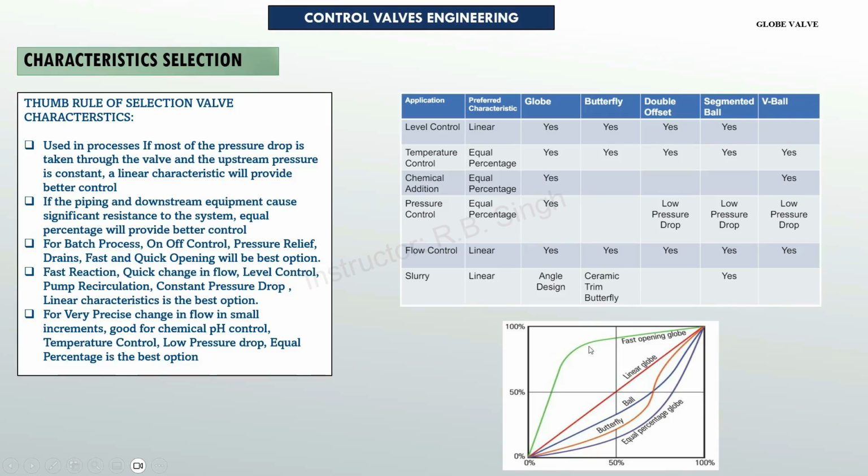If you see the characteristics for different kinds of valves, this is the curve between the opening and the flow. This is the fast opening, this is for linear globe, this is for ball valve, this is for butterfly valve, and this is equal percentage globe characteristics. So these are the characteristics lines for globe valves and rotary valves.